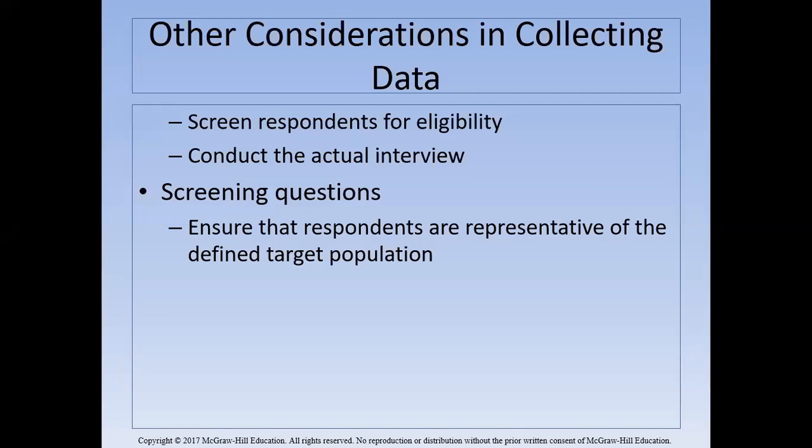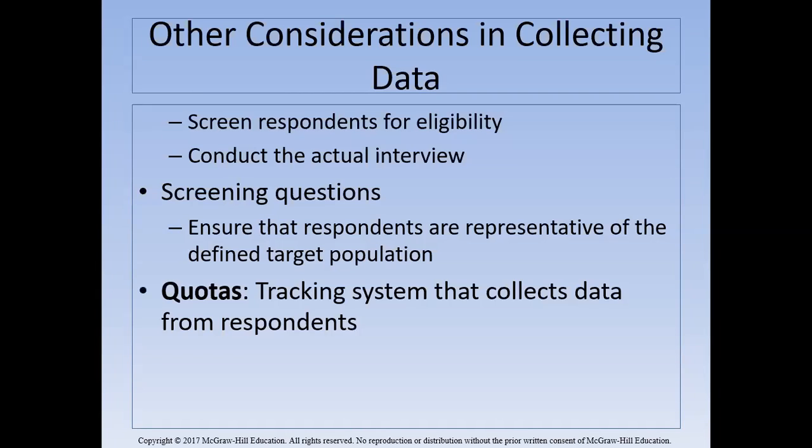Ensure that the responses are representative of the data, the target. So you might have it as part of the questionnaire, or you might have it out as a first part where you can start the survey.